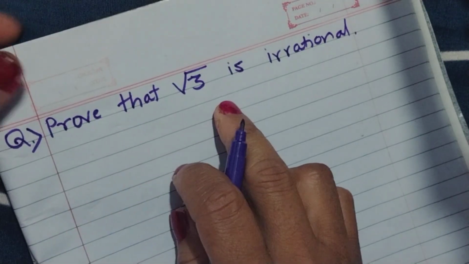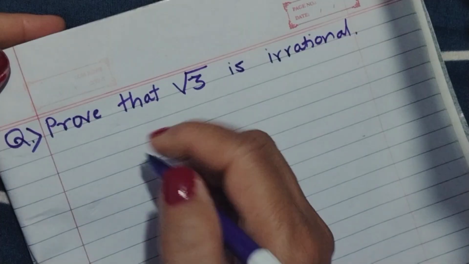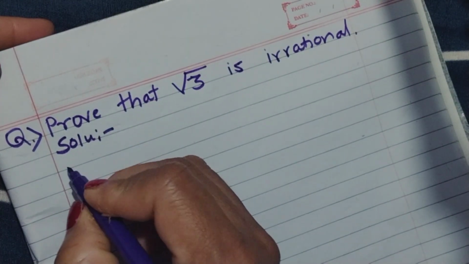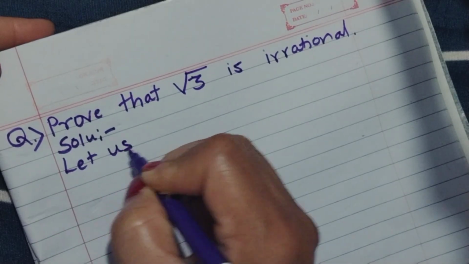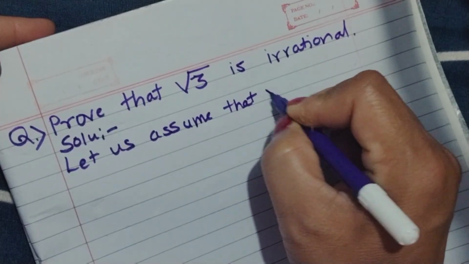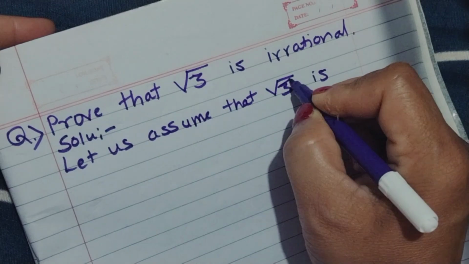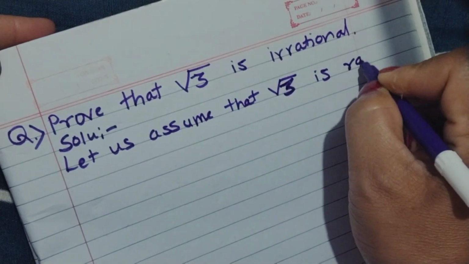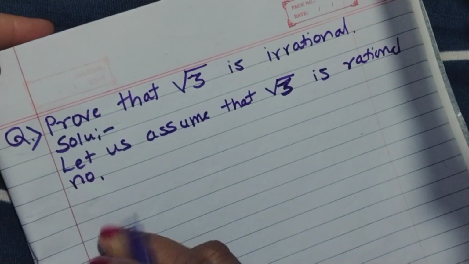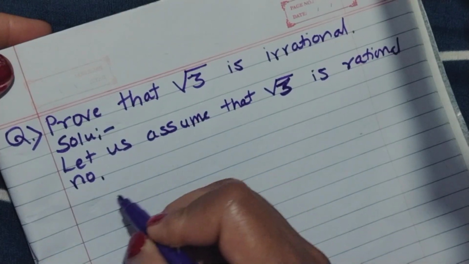Question: prove that under root 3 is irrational. We prove this question using contradiction. So we write here the solution. Let us assume that under root 3 is a rational number. If under root 3 is a rational number, then it can be expressed as P upon Q.